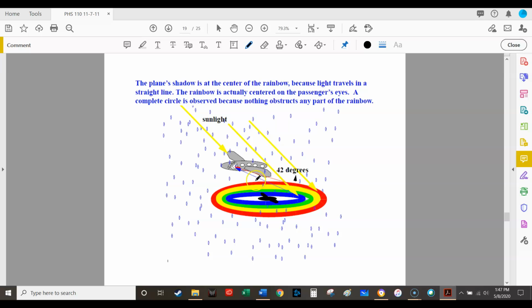If you look down, you should see the shadow of the airplane at the center of the rainbow, and you should see an entire ring of the rainbow right there. So you'll see a full rainbow. So that's pretty cool. Basically, in order to see a full rainbow, you just have to get above it. Probably the best time to fly for this is at noon. That way, if you have a window seat, you could see the rainbow. Pretty neat.